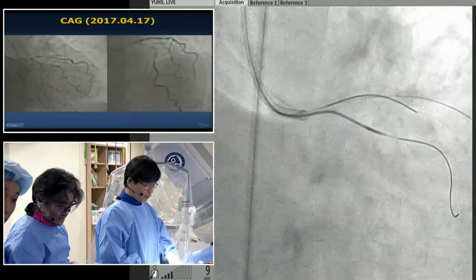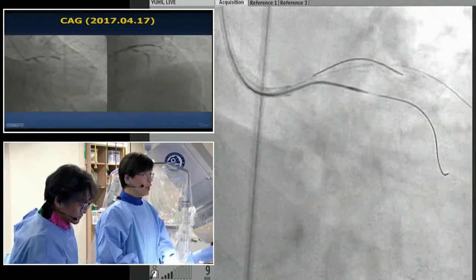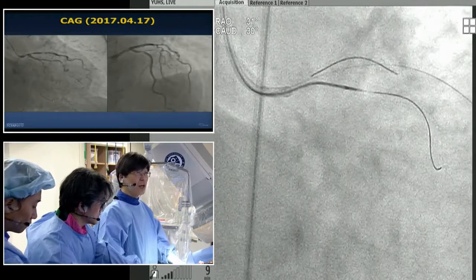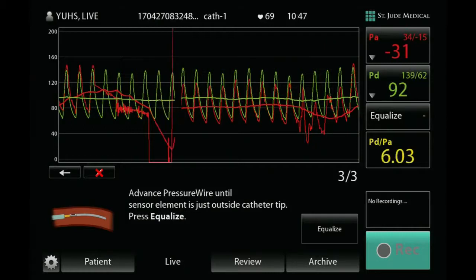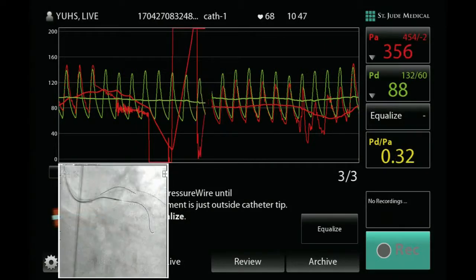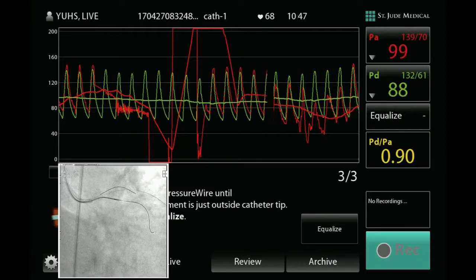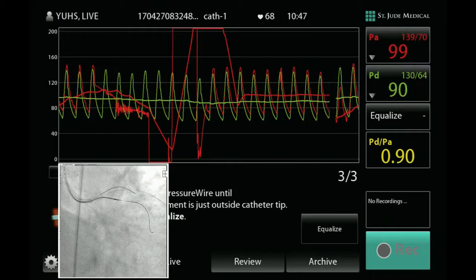Okay, this is a pressure wire for the equalization. Flush now. Flush. Distal flush. After the equalization of the pressure wire, I will introduce the pressure wire in the obtuse marginal.